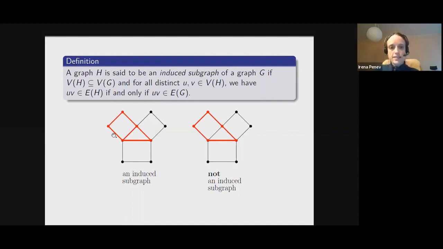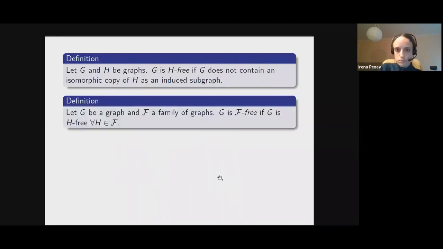So here's an example of an induced subgraph. This red graph is an induced subgraph of this big graph. But for example, this red graph over here is not an induced subgraph of this graph. Why? Well, because you selected this vertex and this vertex, but you have this edge that is not red. So it was in the big graph, but not in the small graph. So this is not an induced subgraph. It's a subgraph, but not induced.